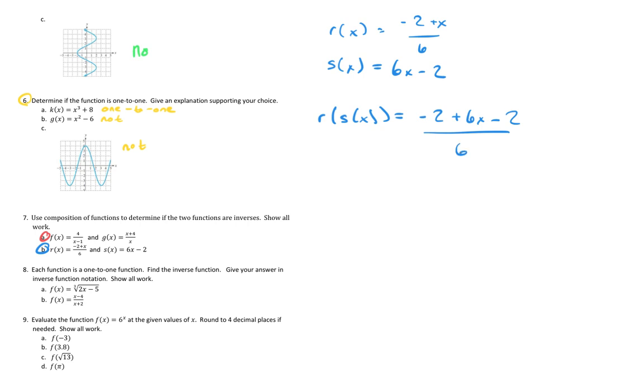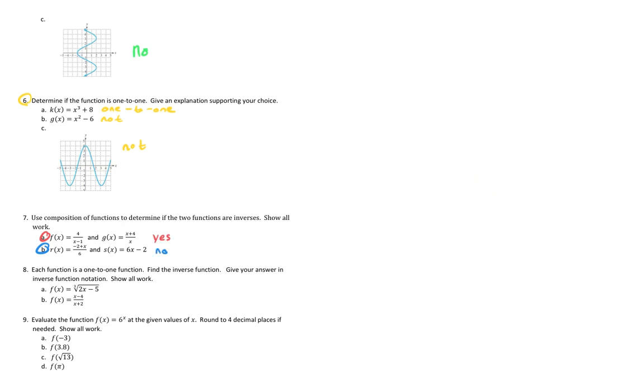So from here, we get that r of s of x is equal to 6x minus 4 over 6. So notice this does not equal x. So because this does not equal x, r and s are not inverses of each other.